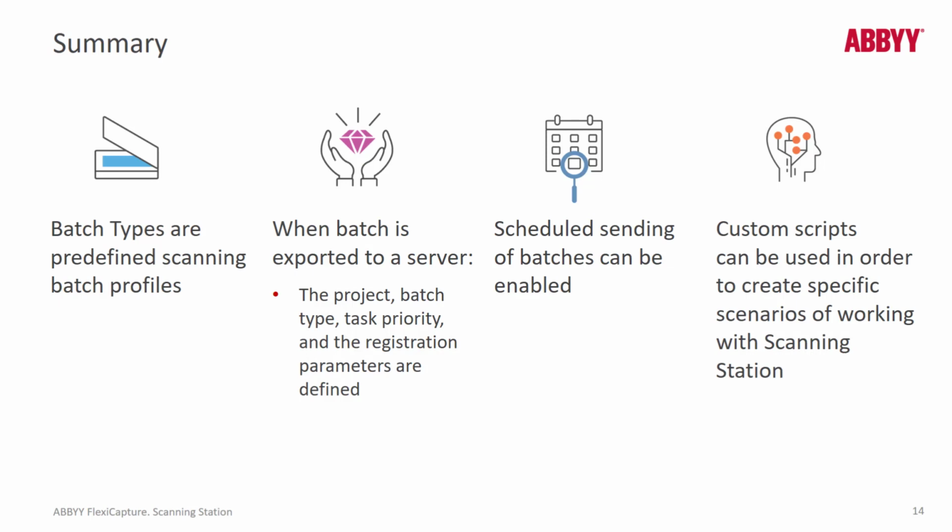So we talked about ScanStation batch types. They're predefined scanning profiles that allow batches to be sent with all of the prerequisite materials. Batch types can be propagated to scan stations by exporting them to an XML file, and then they're automatically ingested. So scanner operators are always using the latest batch types. Sending can be scheduled. And finally, we can use custom scripts to facilitate, say, adding a batch cover sheet.